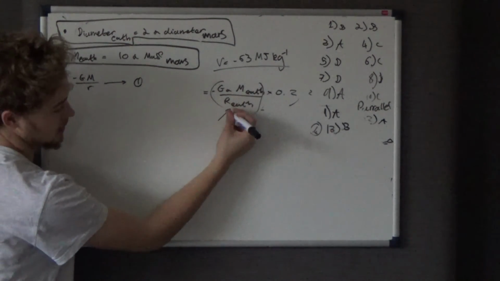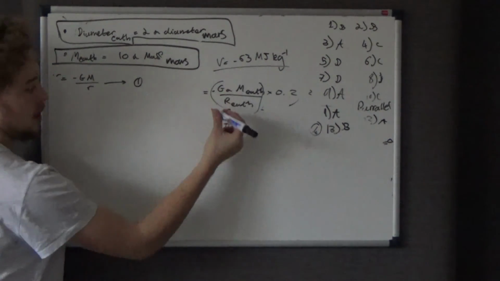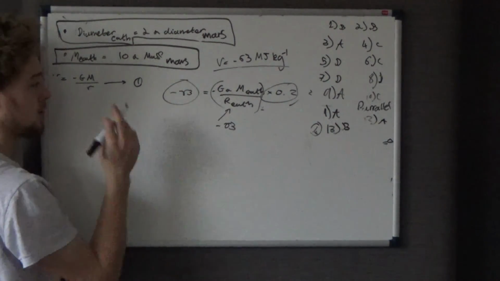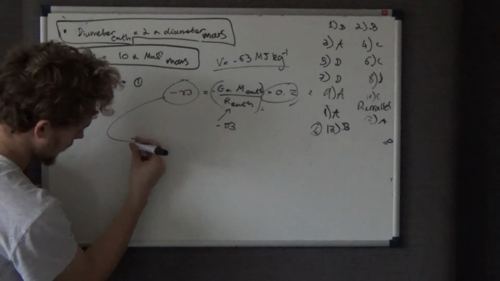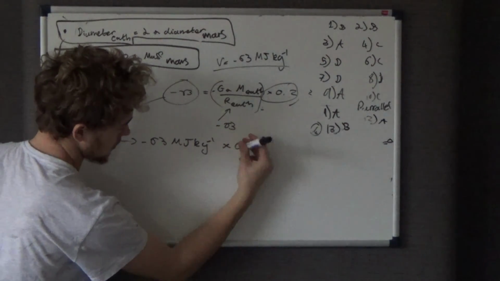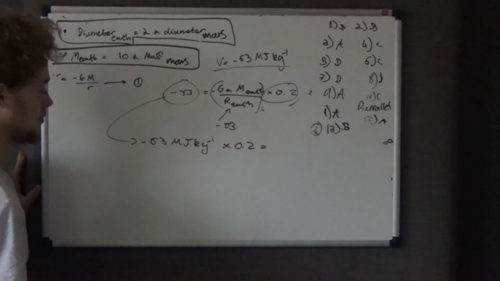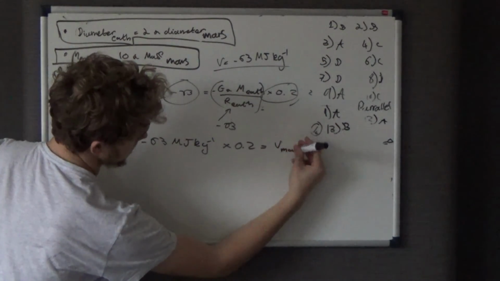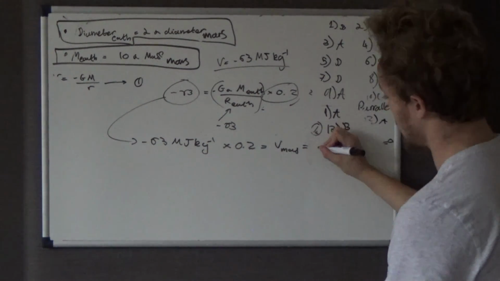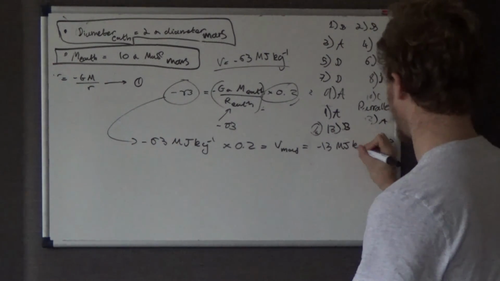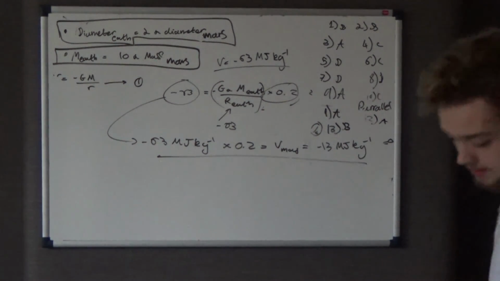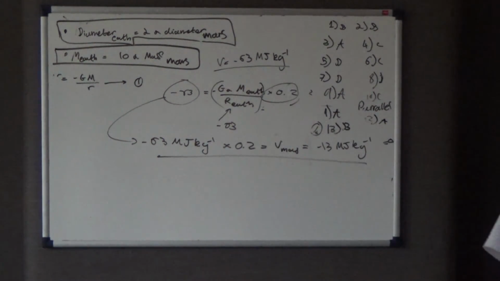Okay, and we know that this bit is equal to minus 63 megajoules per kilogram, and we times it by 0.2, so we need to times this side, which was minus 63, by 0.2 as well, to get the gravitational potential of Mars. So we do minus 63 megajoules per kilogram times 0.2, and that'll get us the gravitational potential of Mars. Okay, which you should get as minus 13 megajoules per kilogram. Okay, so sorry, you can see I did a very long way around there. Do apologise, but that is the idea. Okay, so that is question 14, which is option A.